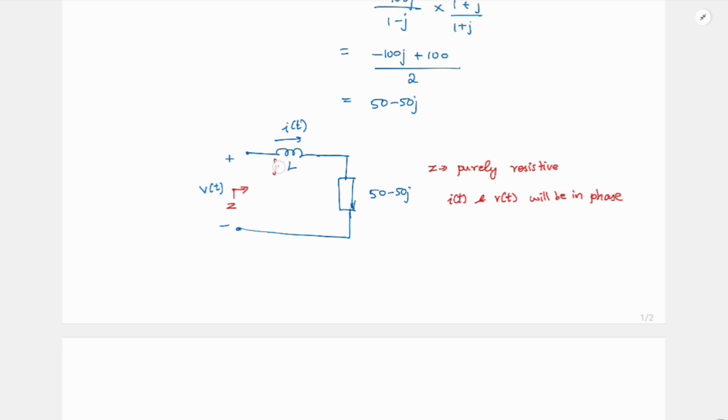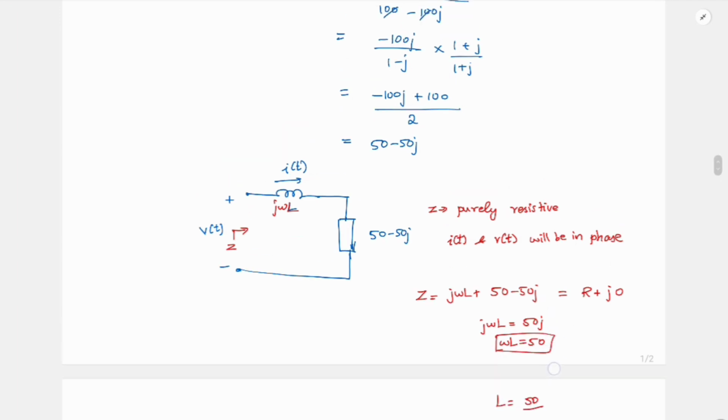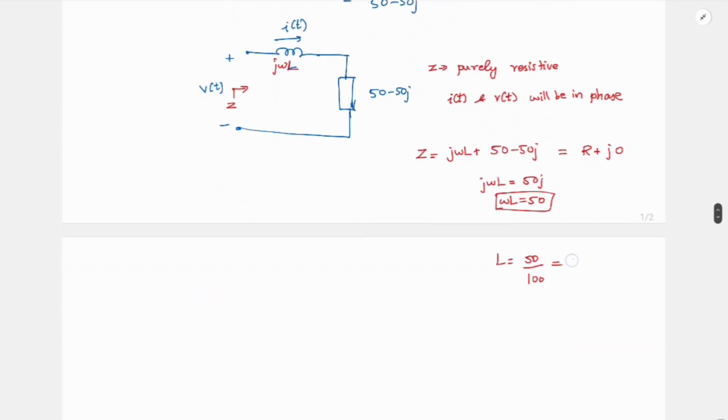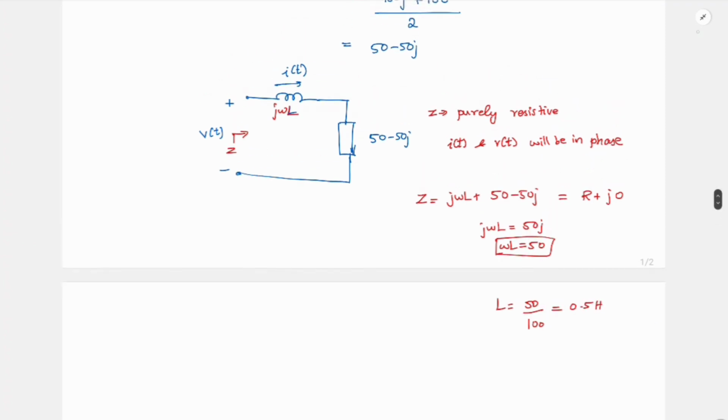So here, this is nothing but j omega L. Z is equal to j omega L plus 50 minus 50j. For this to be purely resistive, this should be some R plus j into 0. So your j omega L should be equal to 50j, your omega L should be equal to 50, which means L should be 50 by omega. Omega is 100, so it is 0.5 Henry.